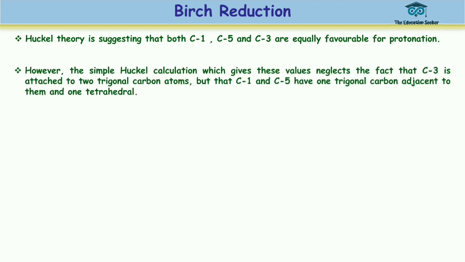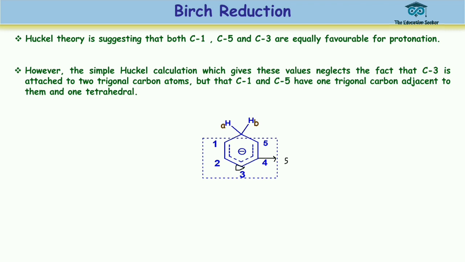The simple Huckel calculation which gives these values neglects the fact that carbon 3 is attached to two trigonal carbon atoms. So here is carbon 3, attached to carbon 4 which is an sp2 carbon atom and carbon 2 which is also an sp2 carbon atom, whereas carbon 1 or carbon 5 is attached to an sp3 carbon and an sp2 carbon, that is carbon 4, right?